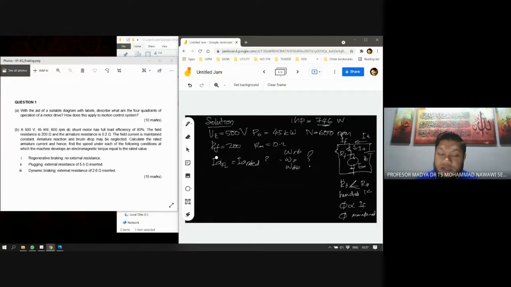Okay, so we try to solve this problem one by one. We start with the motor input current. And what else? Efficiency, I forgot to write this. We have the efficiency equals 90% or 0.9. Efficiency equals P out over P in, isn't it? Efficiency is always defined by output power divided by input power. P out is 45 kilowatt, divided by the input power, which of course is from VT times IT, isn't it?